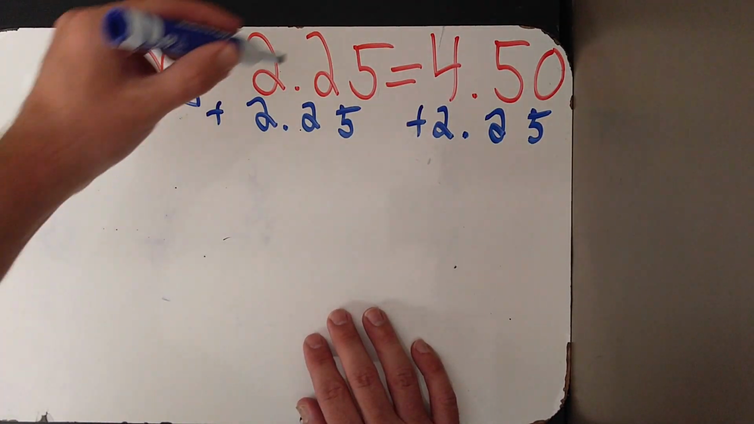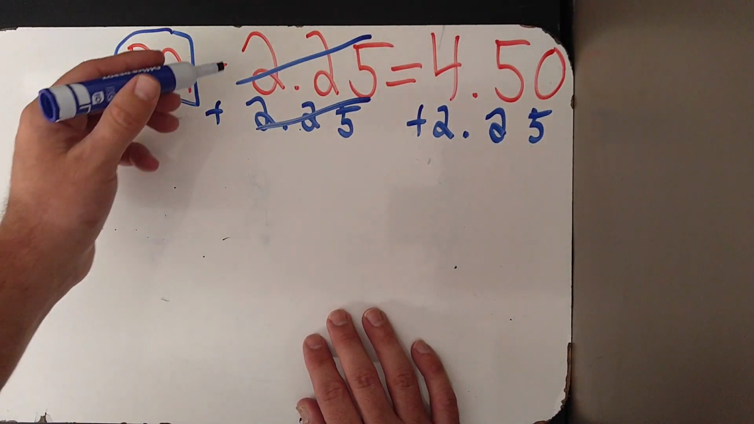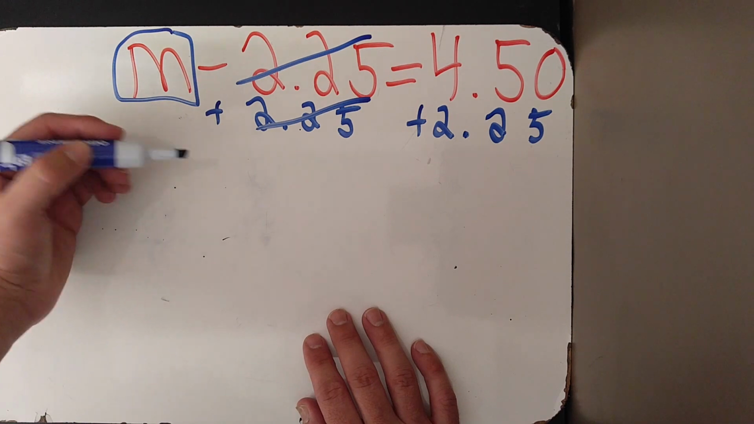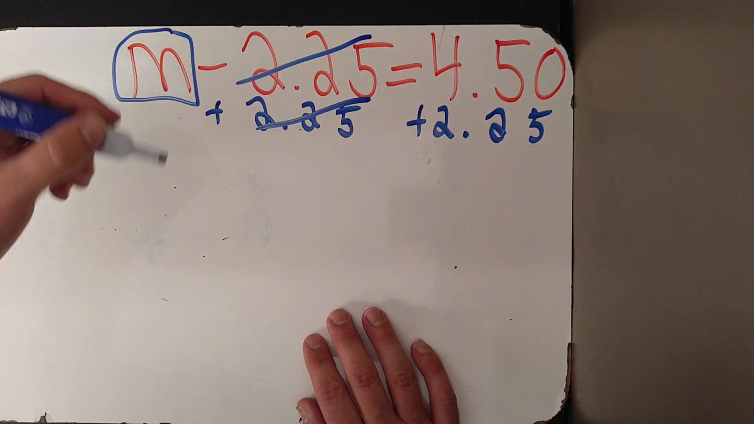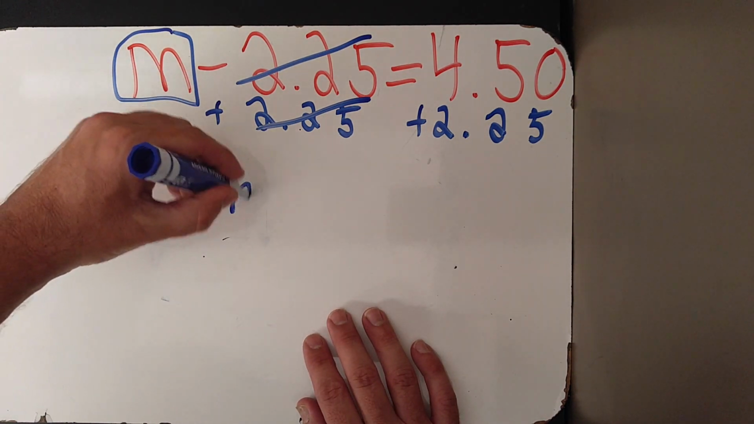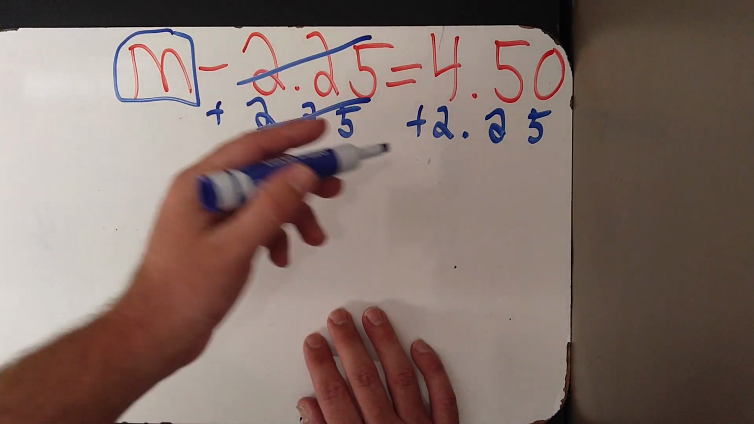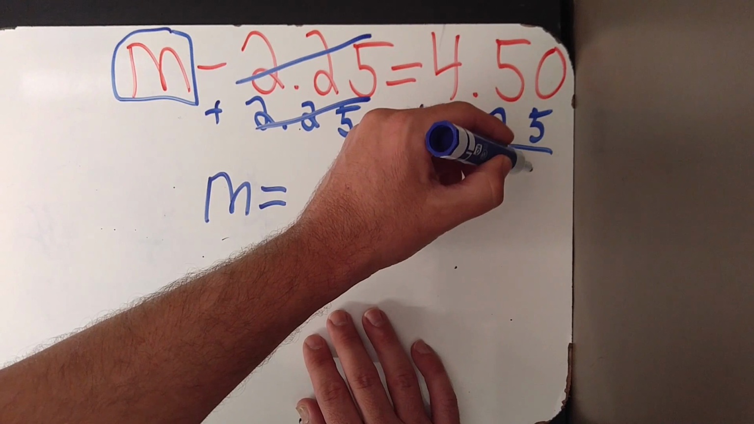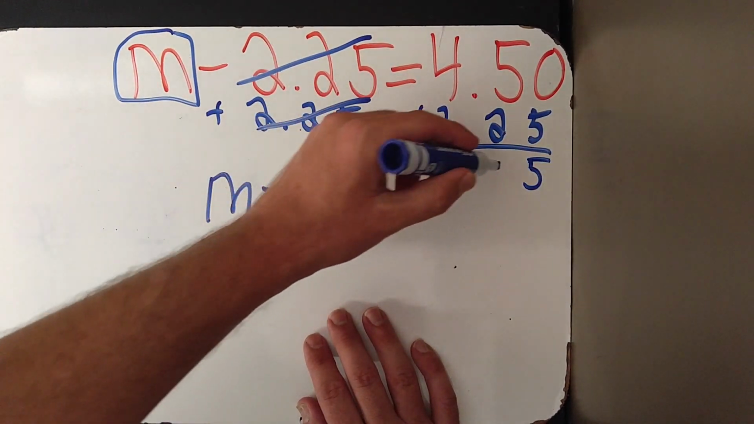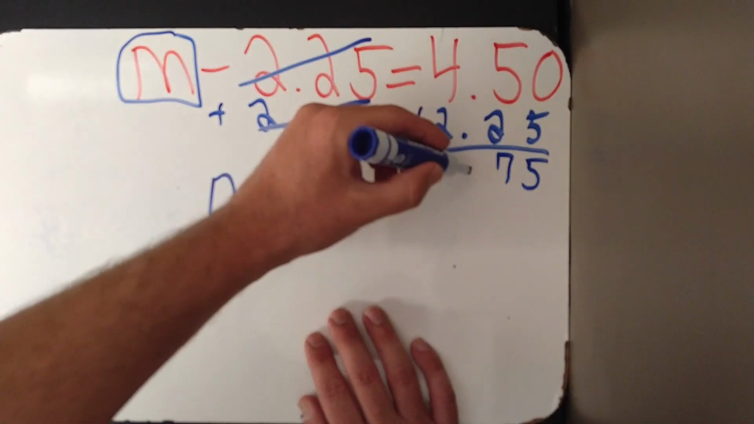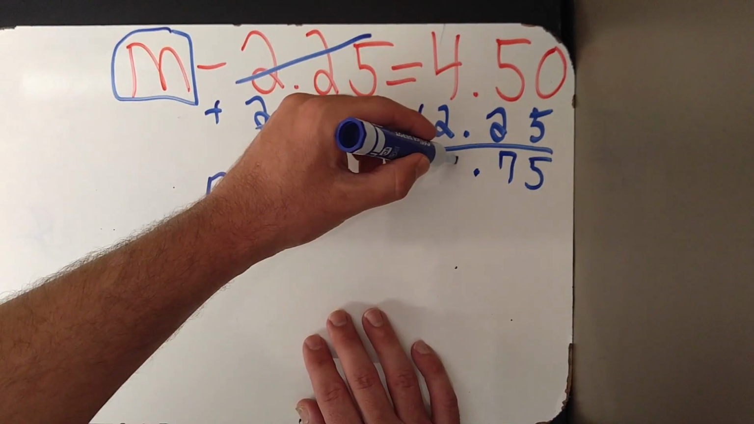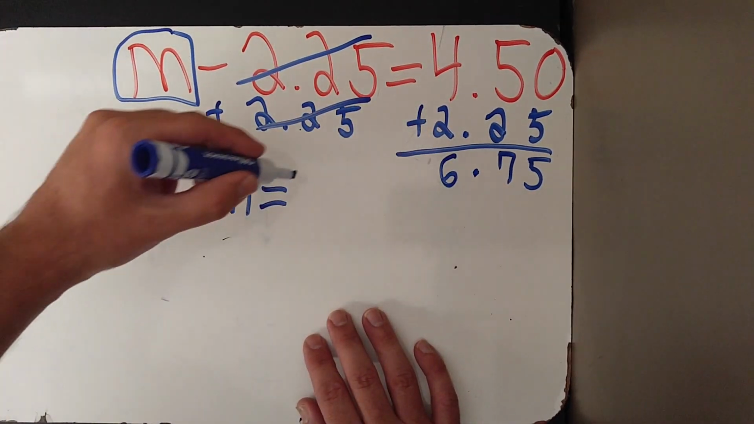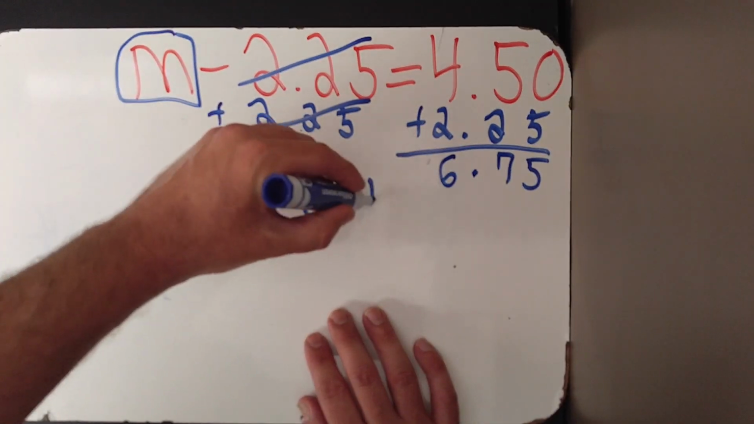as well. These two would cancel out because negative 2.25 and positive 2.25 are opposites, and would cancel to 0. You'd be left with m on this side. Then you just need to add 4.50 plus 2.25, which gives you 5, 7, drop down the decimal, 6. So you're left with 6.75.